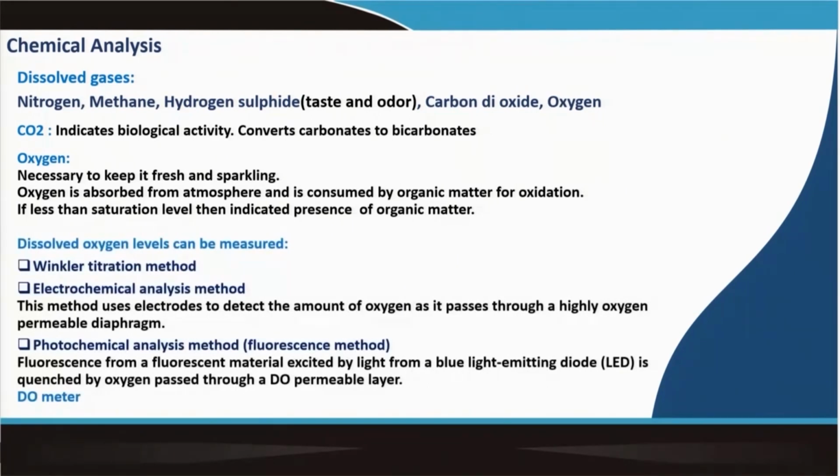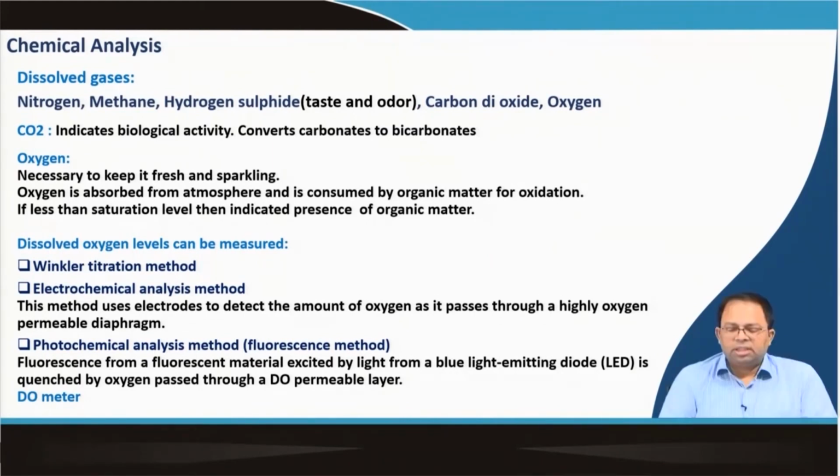So dissolved oxygen levels can be measured using the Winkler titration method or the electrochemical analysis method. In this particular method, we use electrodes to detect the amount of oxygen when it passes through a highly permeable diaphragm. It permits oxygen, and we can measure that. We can also measure using the photochemical analysis method or the fluorescence method.